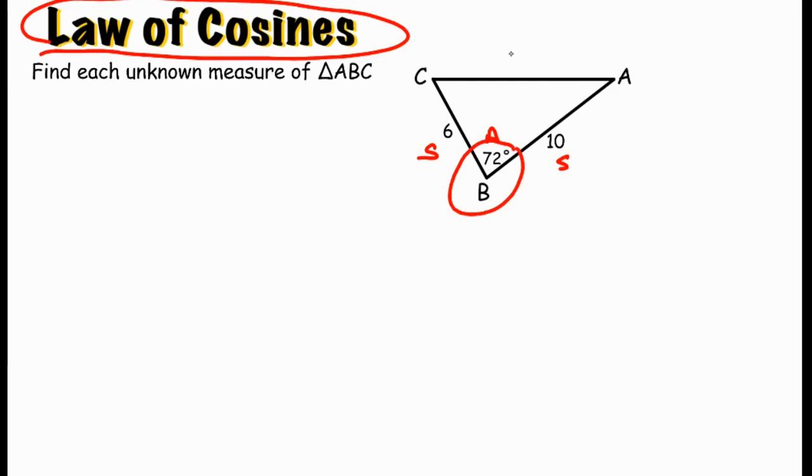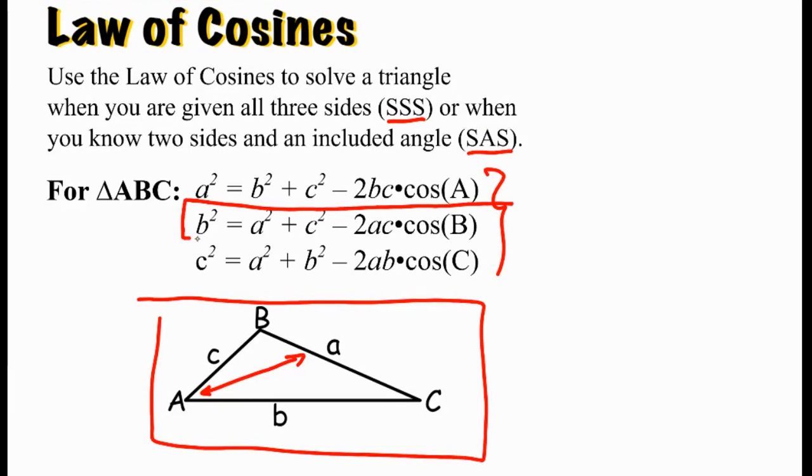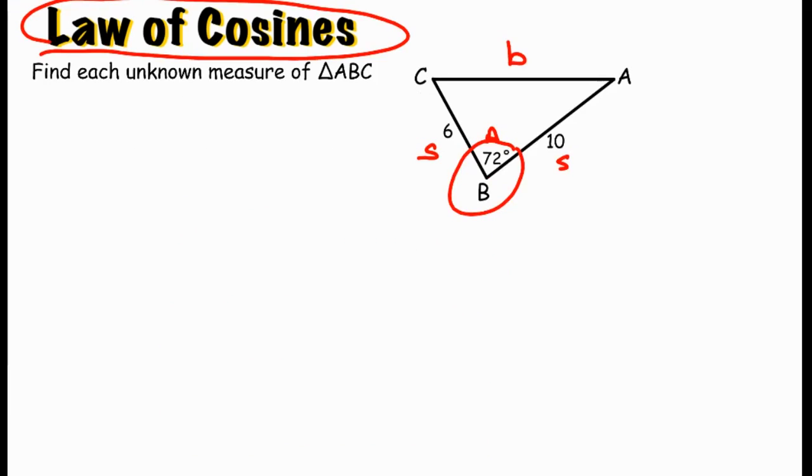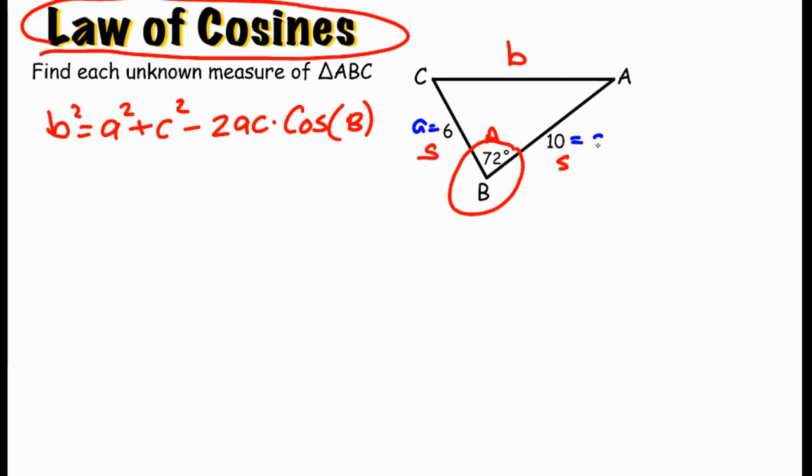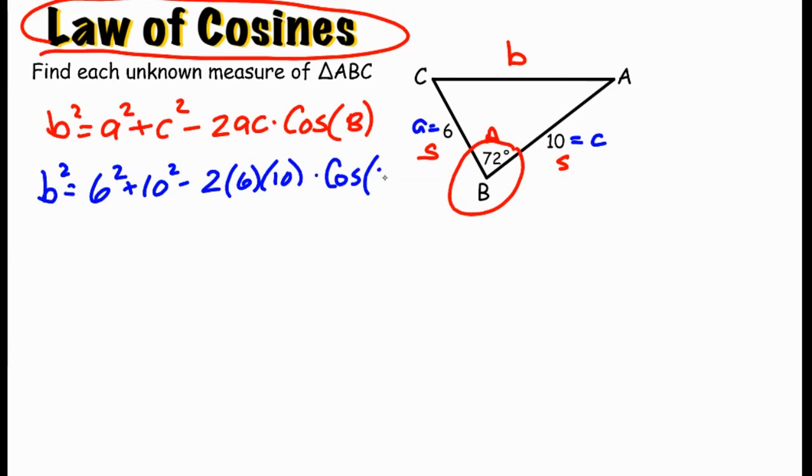Now, since we know angle B and we need to solve for side B, we should go back and say, let's use that form of the law of cosines formula. The b squared equals a squared plus c squared minus 2ac times cosine of b. And let's plug our numbers into here. So we see that a is equal to 6, c is equal to 10. Let's plug those in. And angle B is 72 degrees.